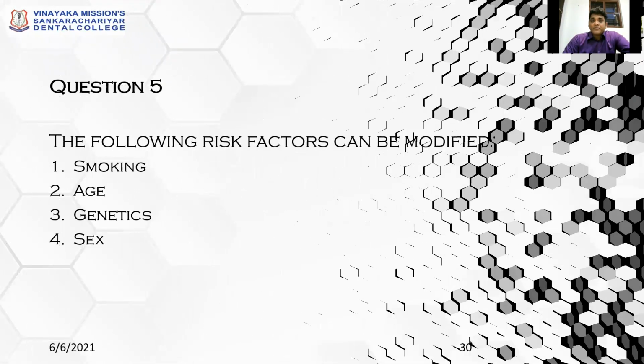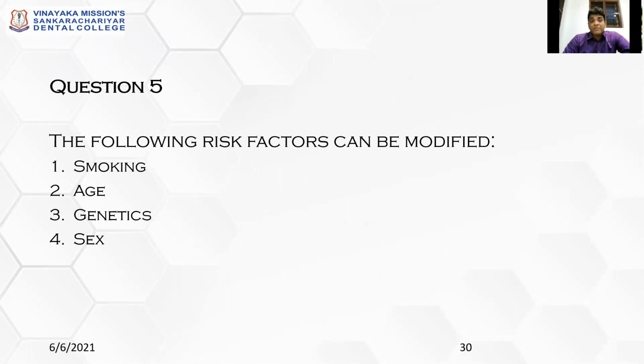And question number 5: the following risk factor can be modified: age, smoking, genetics, and sex. Here, as I said, age, genetics, and sex are background characteristics that cannot be changed. Like a female with a hormonal imbalance or a postmenopausal woman, that cannot be under our control. Genetics, age, nothing under control.